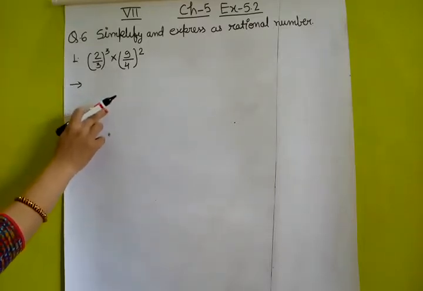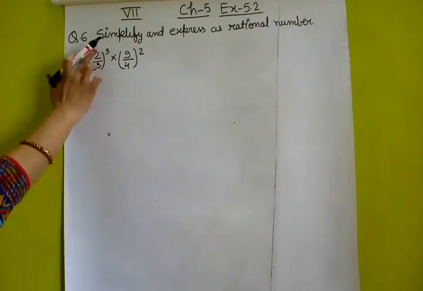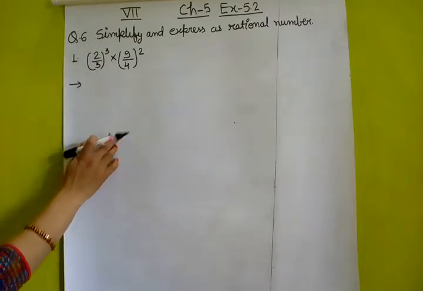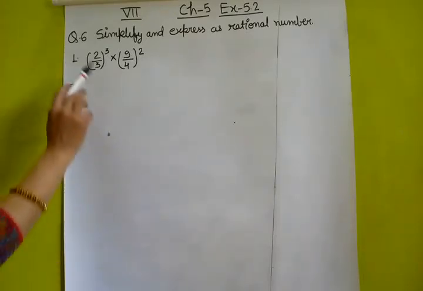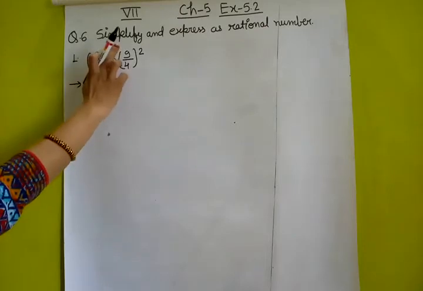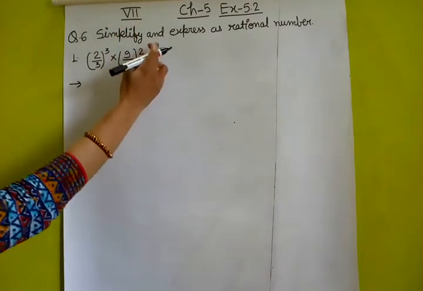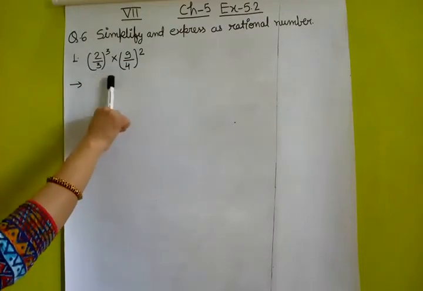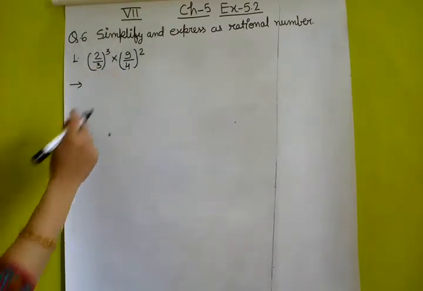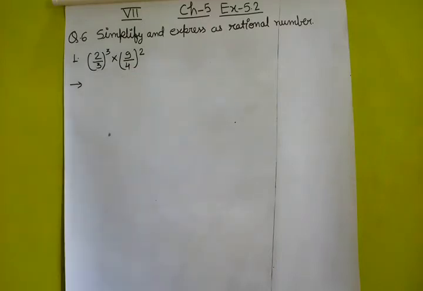So students, today we will continue with question number 6. It is the last question of exercise 5.2. Then after this we will start exercise 5.3. So students, question number 6 is simplify and express as rational number. So the given question we will first simplify and we will convert that into a rational number.